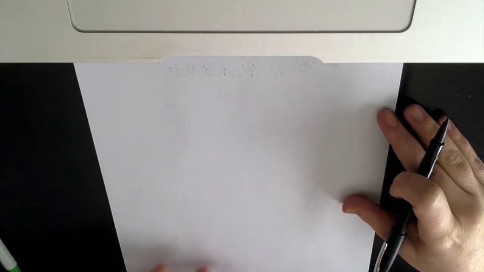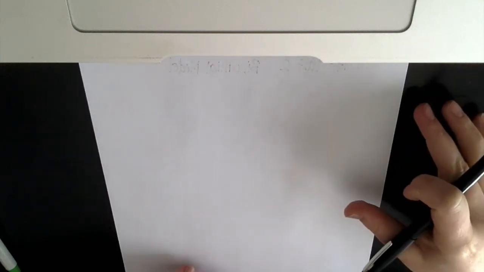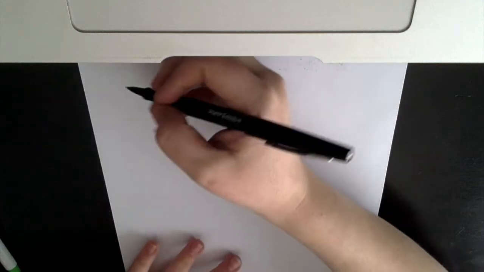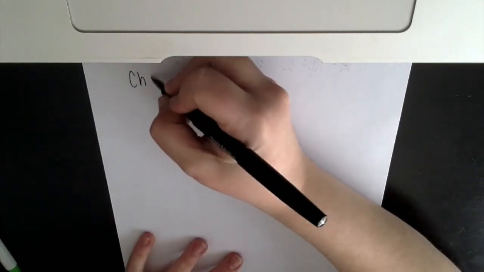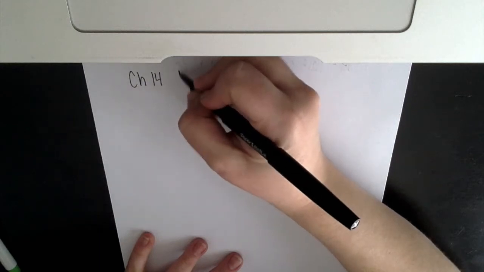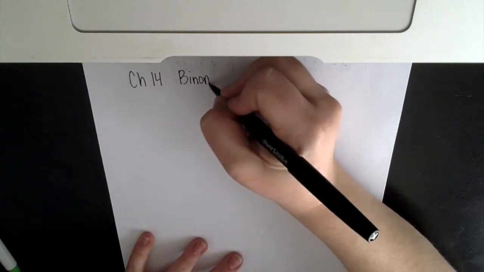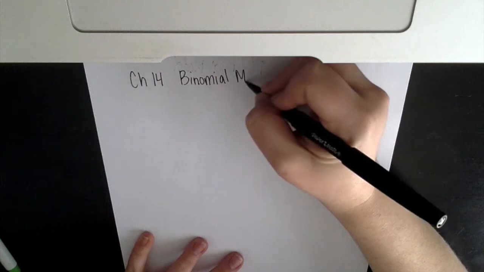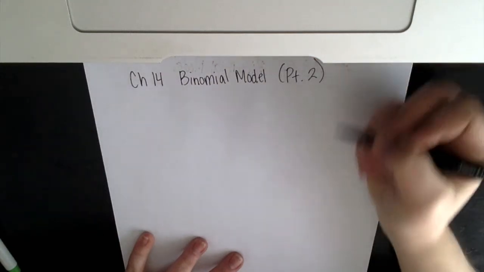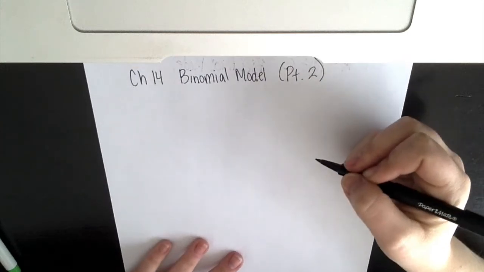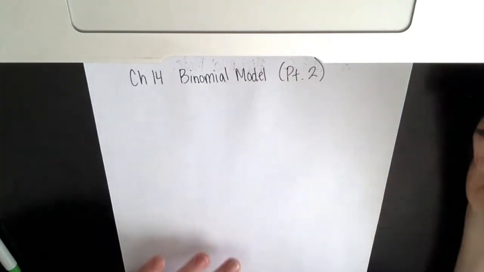We're sitting at home trying to figure out the binomial model. The test has to be taken before spring break, so there is some stuff we have to learn. So this is going to be a few short notes on chapter 14, the binomial model. This is part 2. The first part was the expected value notes that we did in class.